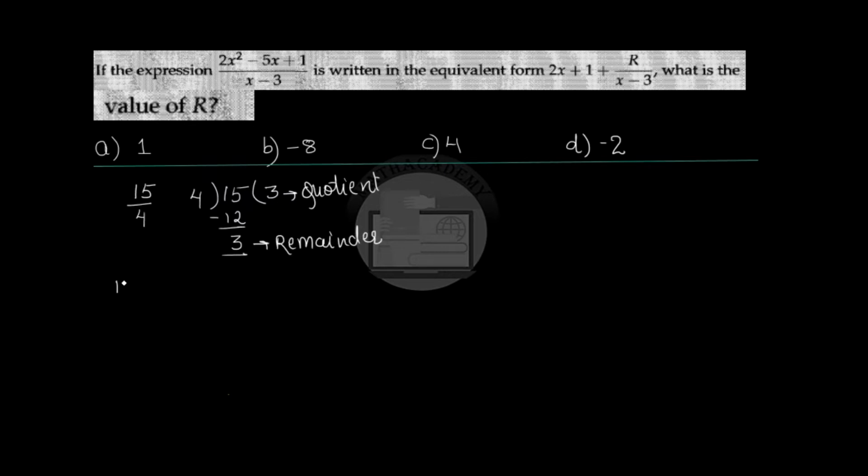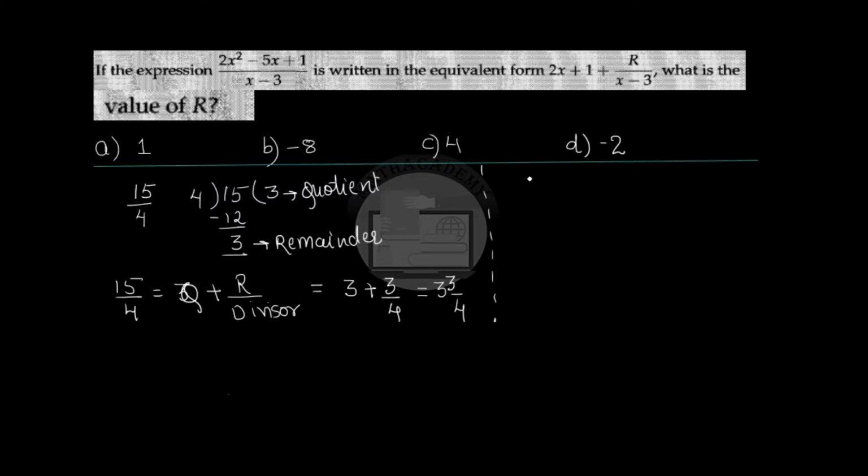So how do I write 15 over 4? I write it as the quotient, which is 3, plus remainder divided by the divisor. This is the way we represent the fraction. Now my quotient is 3, remainder is 3 and the divisor is 4, and hence we write 15 over 4 as 3 plus 3 by 4. Correct?